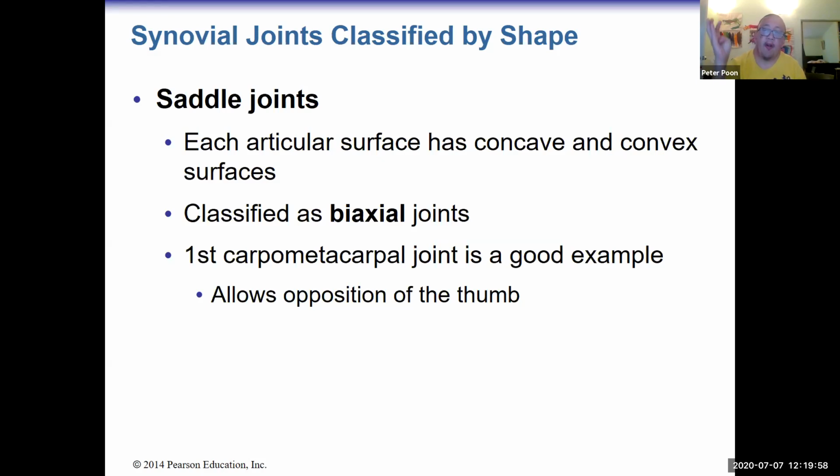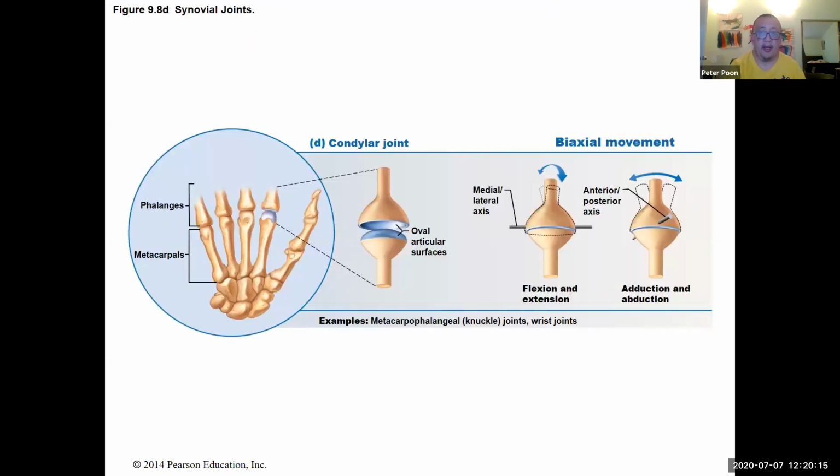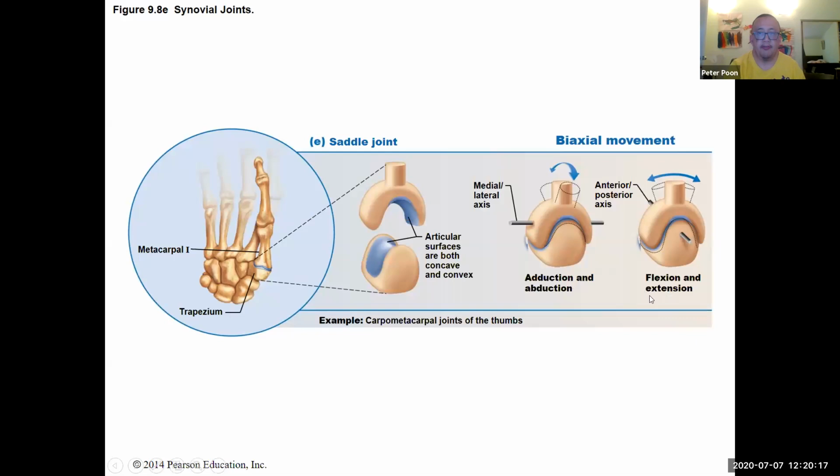Saddle joints are much deeper biaxial joints, so two axes. I can flex, I can extend, I can abduct, I can adduct. I can flex a lot more than I can abduct, which is why it's called a saddle joint, because it looks like a saddle.